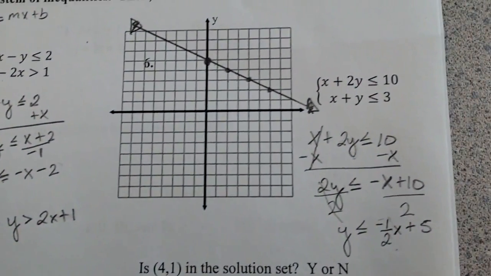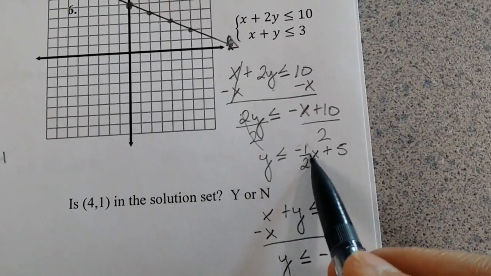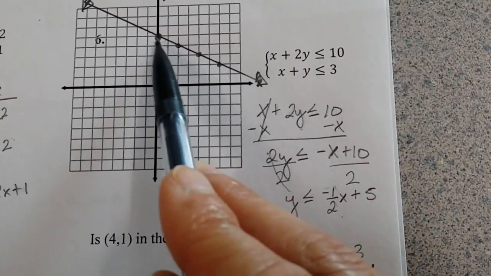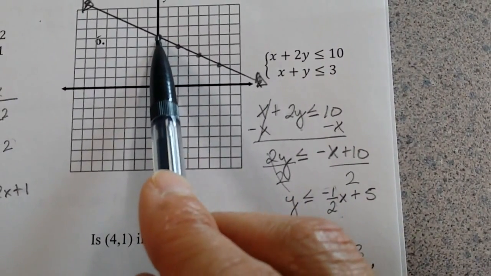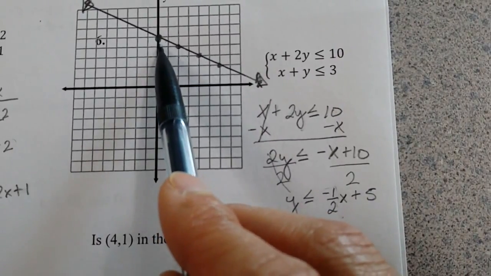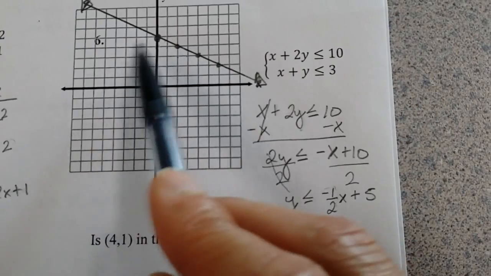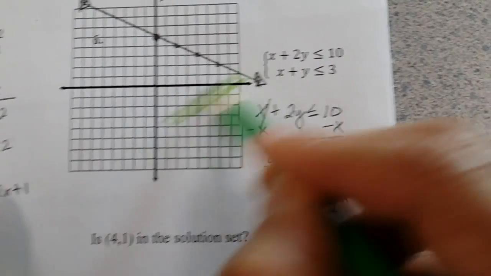Now let's shade. So here is y less than or equal to negative 1/2 x plus 5. So here's positive 5, right? My y-intercept. If y is less than, well, less than the y-intercept is going down this way. So I shade to the left.